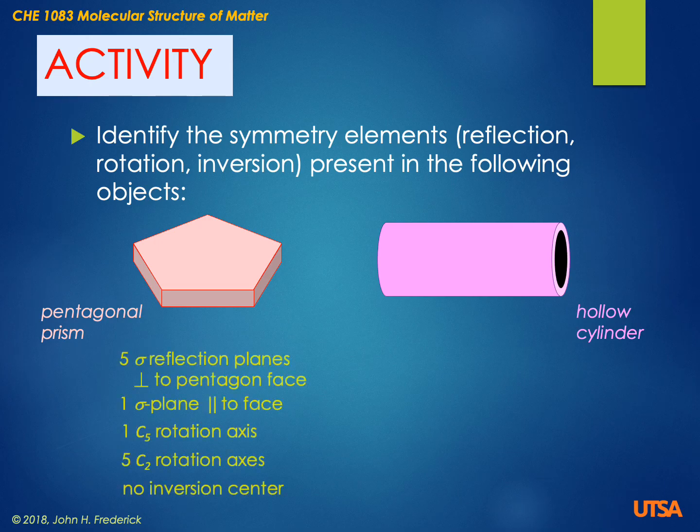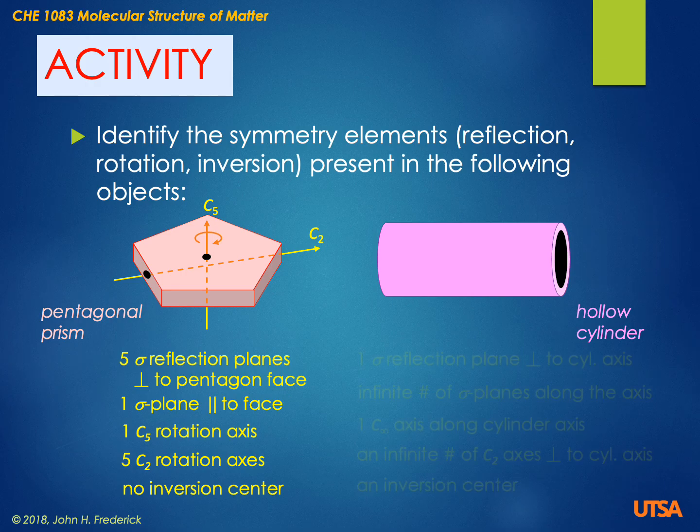All right, hopefully you figured out that this pentagonal prism has 5 sigma reflection planes. Each of these are perpendicular to the pentagon face. There's one sigma plane that is parallel, that cuts the object laterally in half. There is one C5 axis that runs up to the middle of it. There are going to be 5 C2 axes that connect each of the vertices of the pentagon and the opposite side, but there is no inversion center in this pentagonal prism.